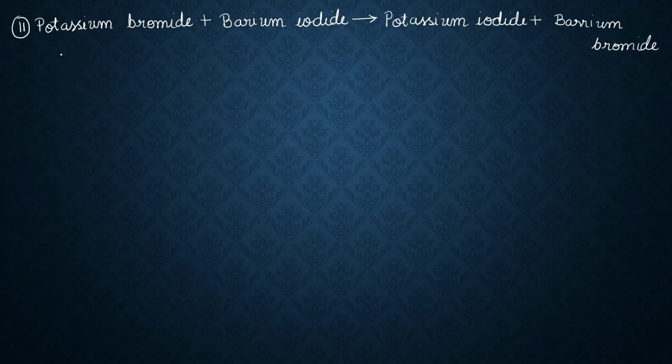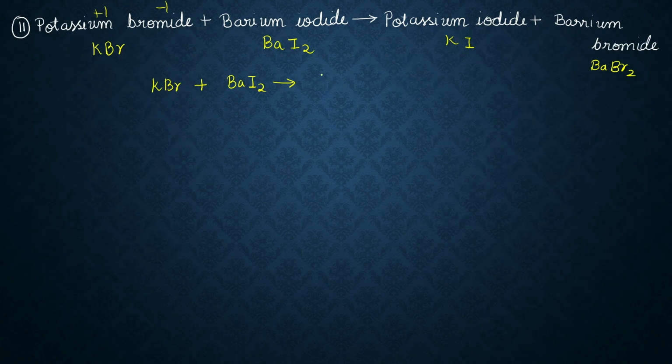So same thing, first you need to write the formula. So potassium cationic valence is +1, bromide anionic valence is -1. So then the formula becomes KBr. Barium iodide formula becomes BaI2. And potassium iodide formula is KI and barium bromide formula is BaBr2. Okay, so if you write this reaction, it is KBr plus barium iodide reacts to give potassium iodide plus BaBr2.